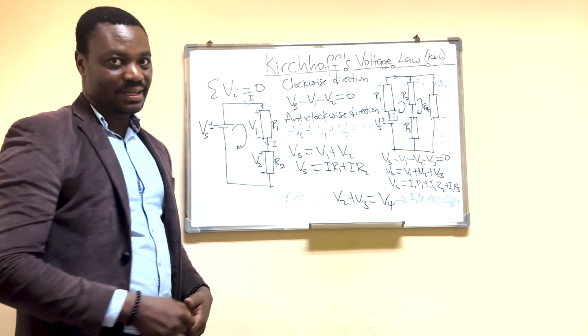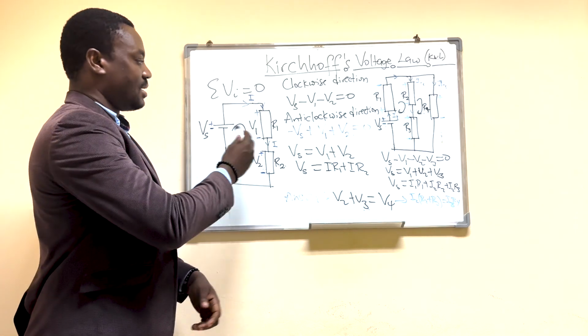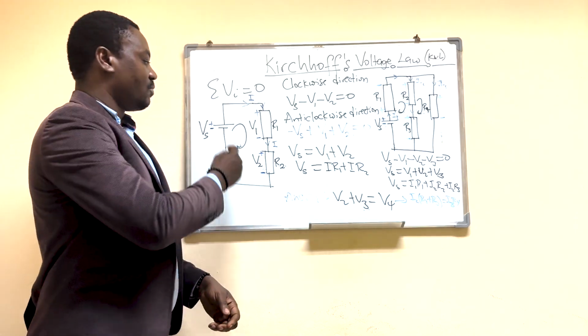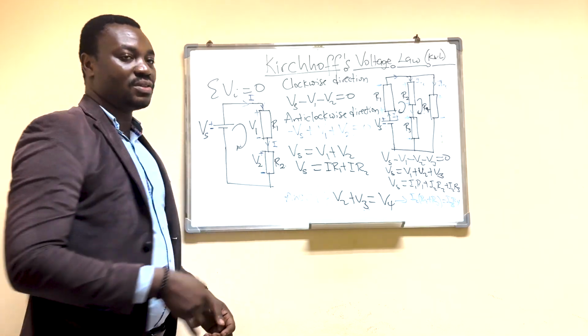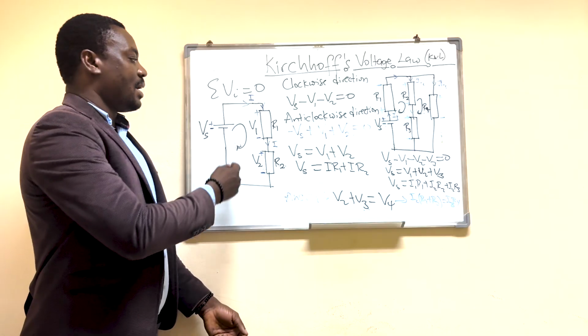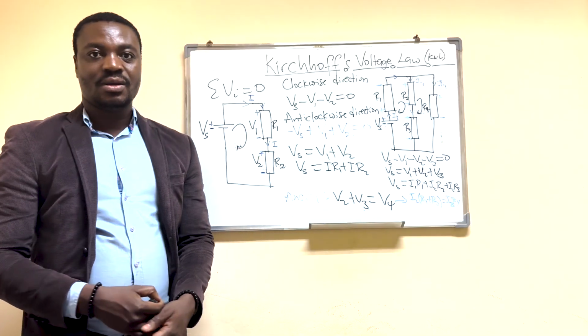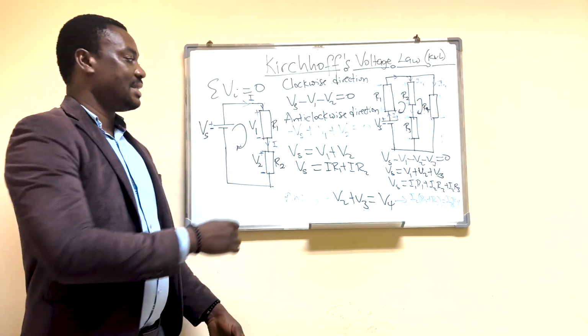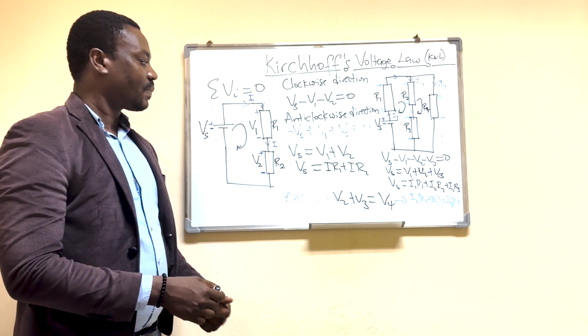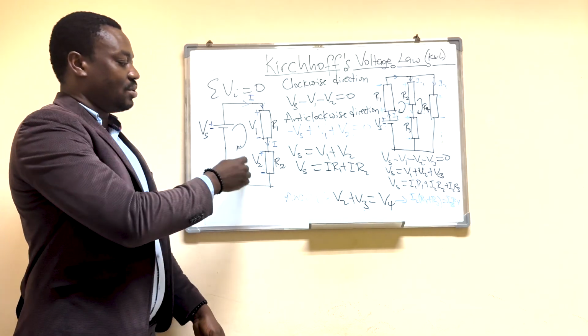Now, what do you mean by algebraic sum? Algebraic sum is a way of indicating the difference between the voltage source and the voltages across the resistors, right? So when it comes to the resistors, we tend to indicate polarities on the resistors. And the polarities are just the plus and minus you can see here.